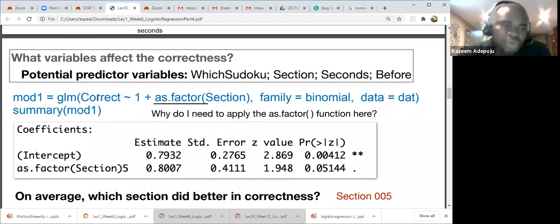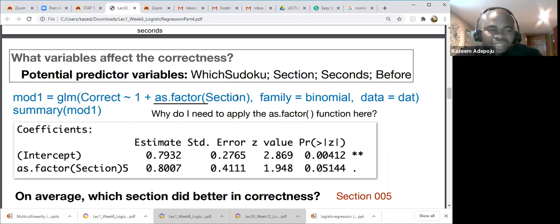Okay, so in my code, I'm going to put glm, because logistic regression is a member of the generalized linear model family. The 1 here indicates my intercept, the regressor for that. Then I'm going to write section. I'm going to factor that because I have two sections, so here is the factor of section.